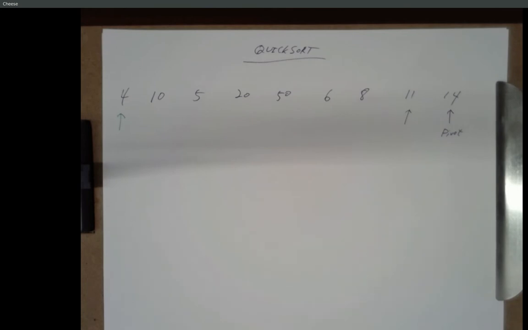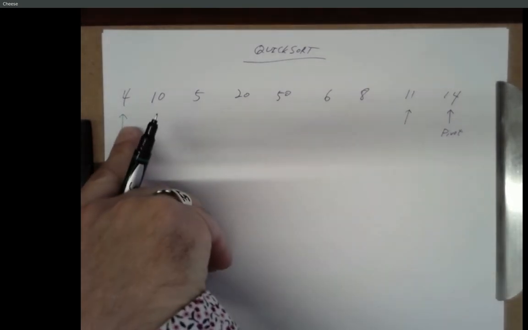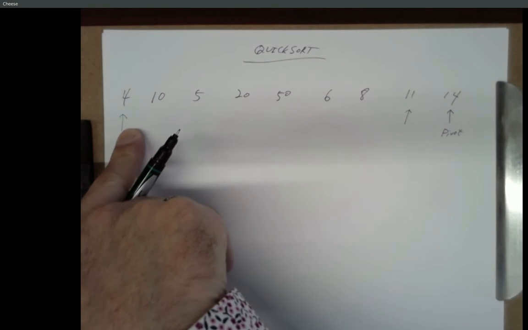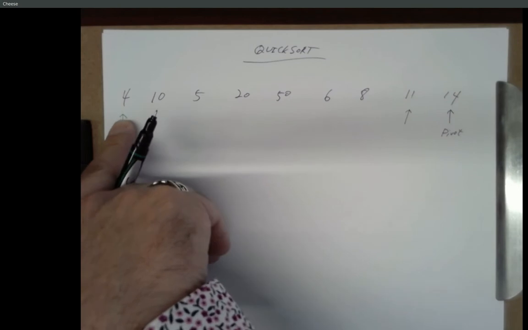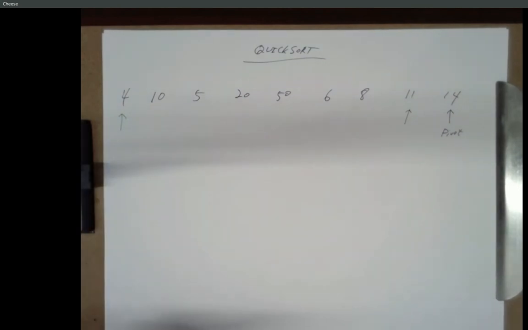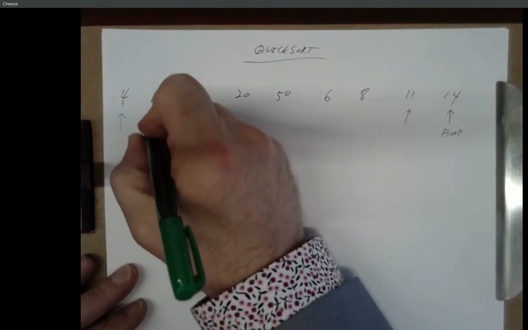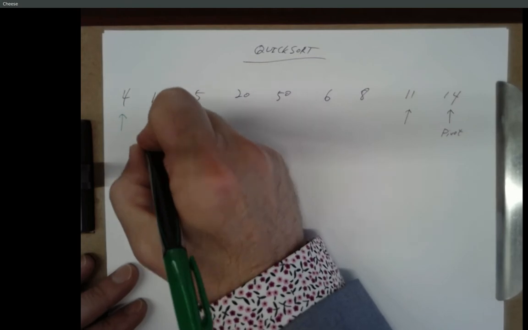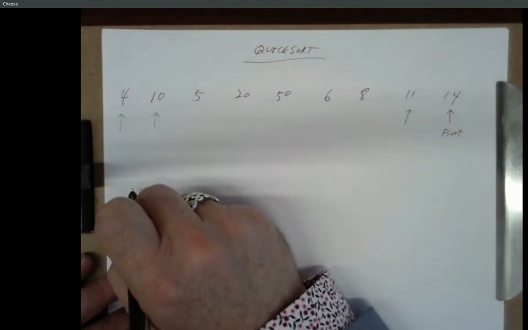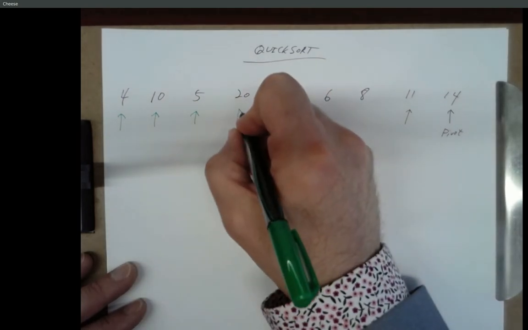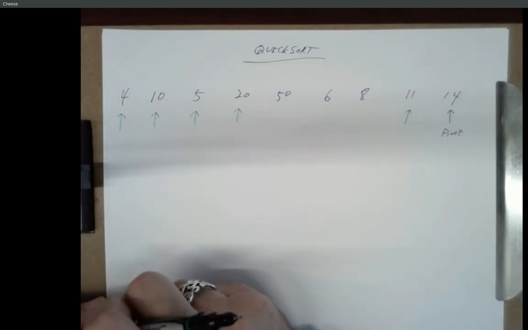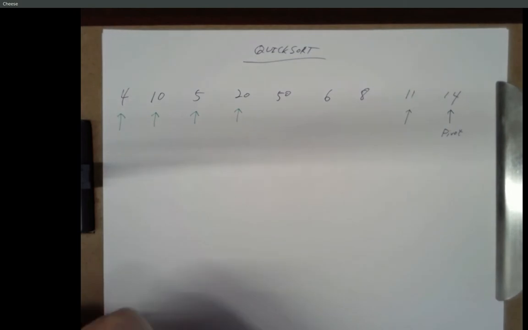And we begin from the left, and we ask, is this number smaller than the pivot? And if it is, then we move on to the next number. Okay, we want everything over here on the left to be smaller than the pivot. So 4 is smaller than 14. Let's move to the 10. 10 is also smaller than 14. Let's move to the 5. That's also smaller. Let's move to the 20. Now there's a problem. 20 is bigger than 14, so we stop.